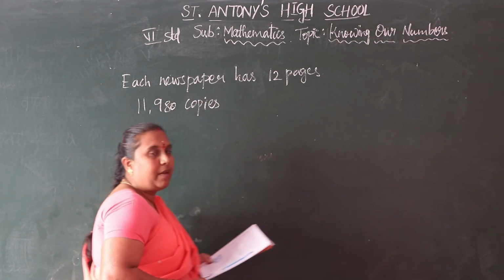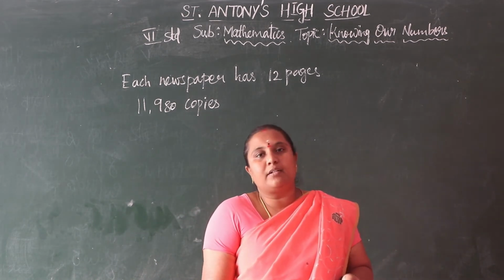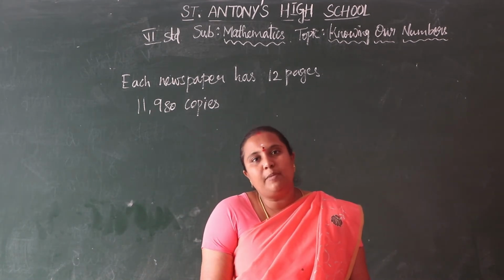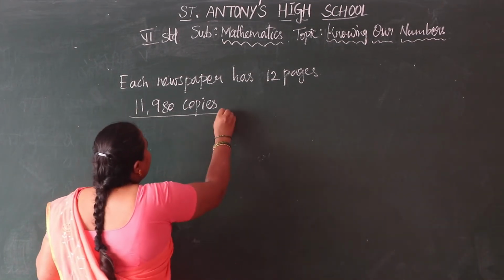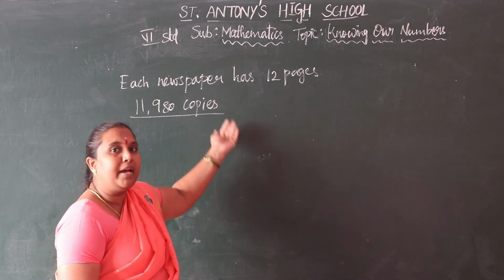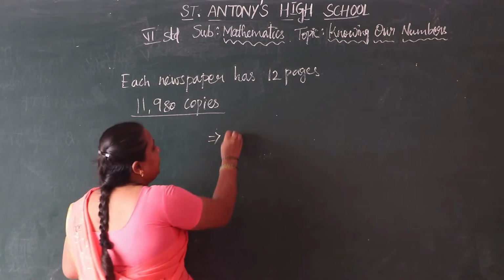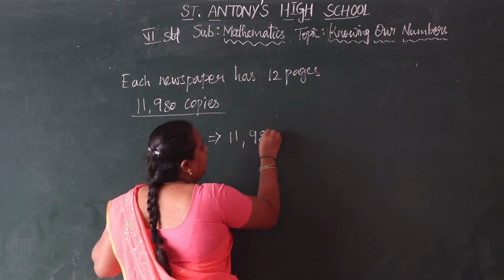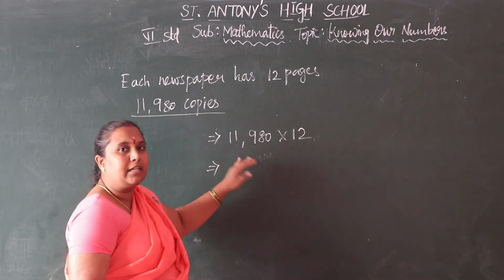Okay, newspapers are printed. How many total pages are printed every day? So how many total pages means we want to multiply. Okay, so 11,980 copies were printed. So total how many pages? So that equals how many pages? 11,980 into 12. Okay, so we want to multiply this.